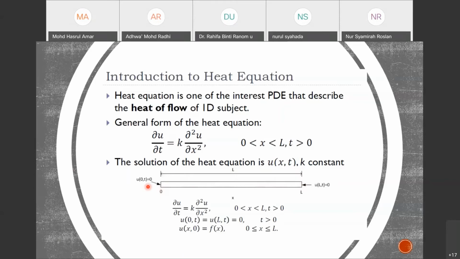This is one example. Say U(0,t) equals 0 and U(L,t) equals 0. At the starting point and at the end point, at both ends, the heat is equal to 0. What does it mean? Both ends, the boundary condition is 0. It is as if you put both ends in a bowl of ice. Now I change U(0,t) equals 100, put in boiling water.